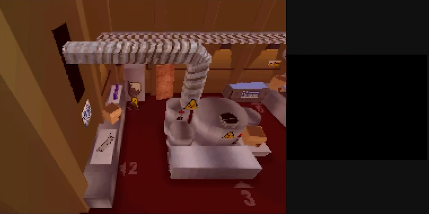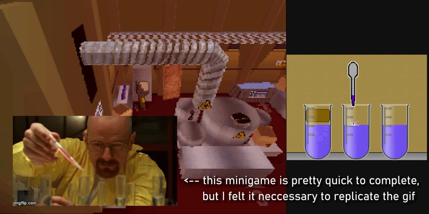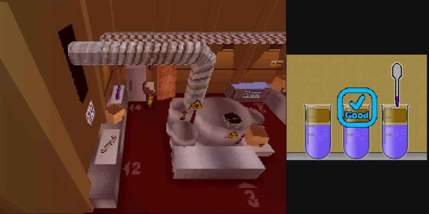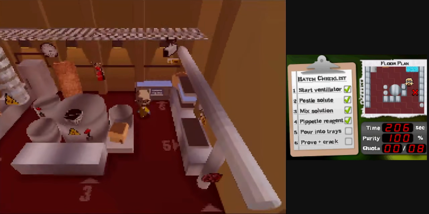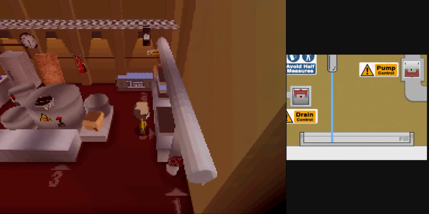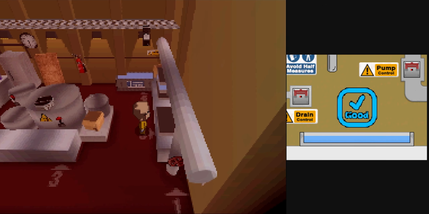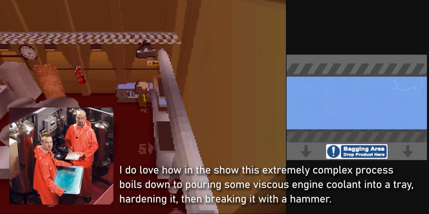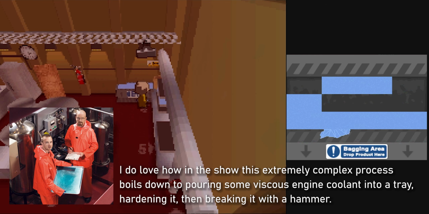After that, you'll need to carefully pipette some reagent into an array of test tubes to start the chemical reaction. Then you'll pour the product into batch trays ready for proving, carefully filling the solution up to the line. Finally comes cracking the hardened product into crystals ready for dispatch via Gus's distribution network.